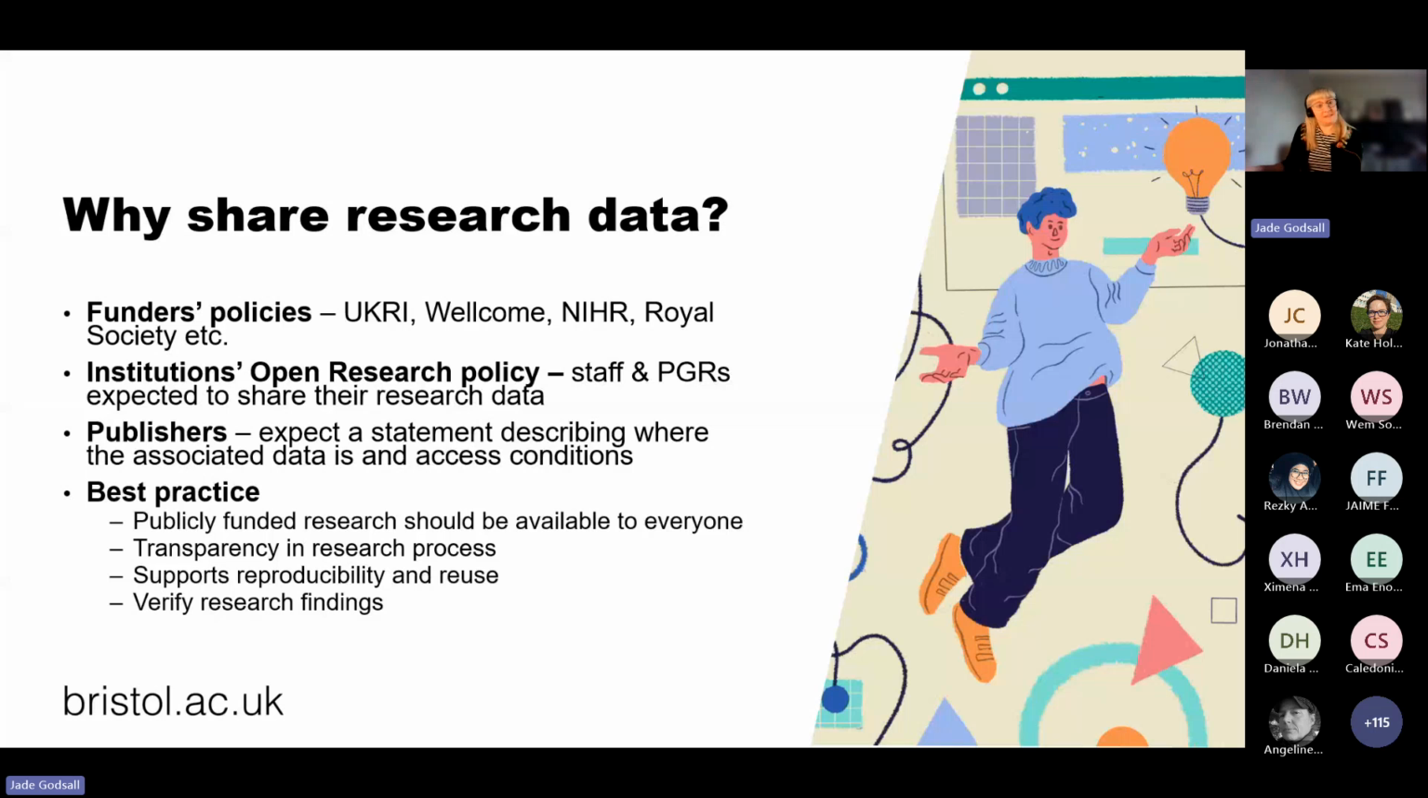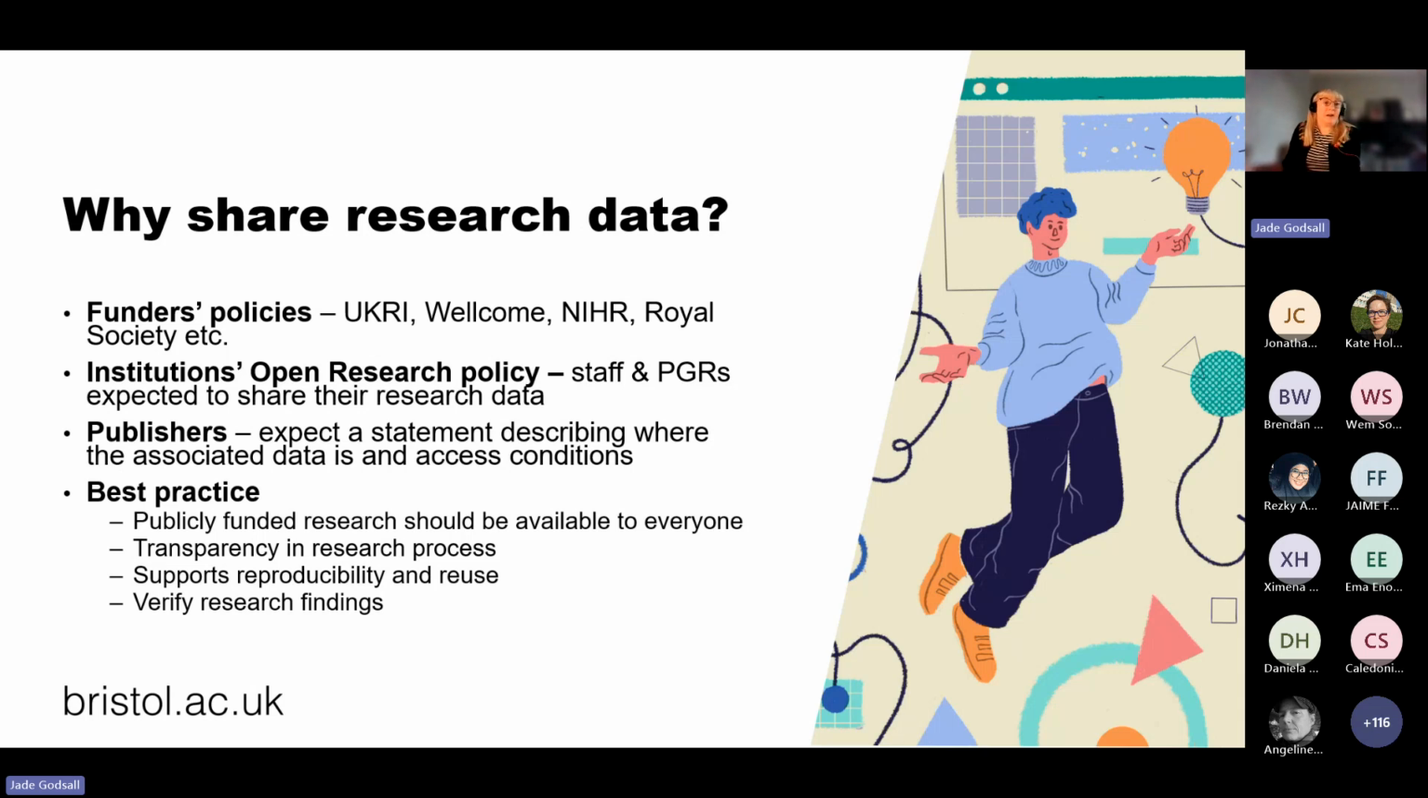A lot of funders' policies do expect you to share research data. So there's UKRI, Wellcome, Royal Society, NIHR. A lot of institutions also have open research policies. So staff are expected to, and PGRs are normally encouraged to share their research data. Also publishers, so when you're publishing a journal or monograph, they usually expect a statement describing where the associated data is and the access conditions for that data.